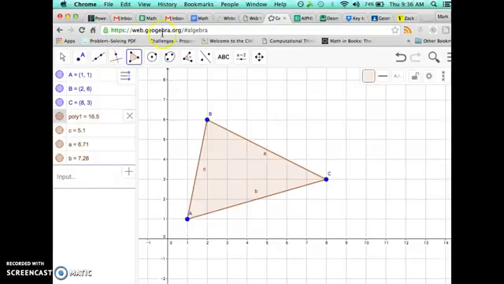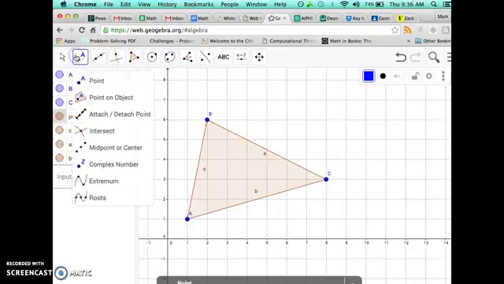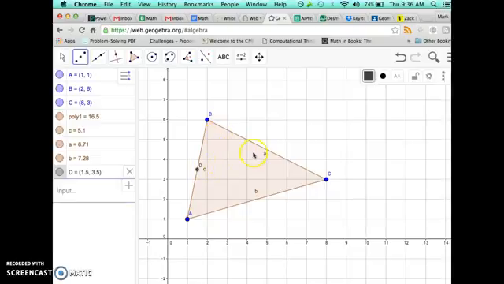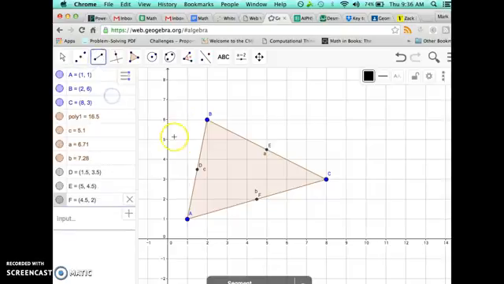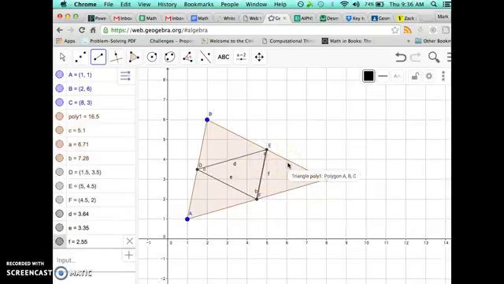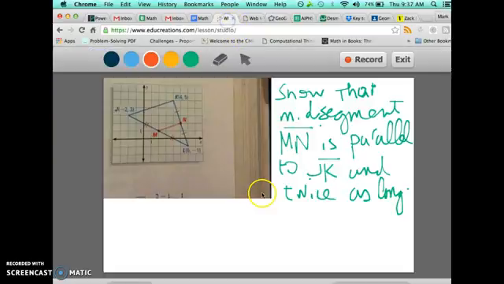This is GeoGebra, and it has a little thing where I can find a midpoint. I think I can just, boom, there it is. So there's the midpoint of that line. There's the midpoint of that line. There's the midpoint of that line. So a midsegment just connects any two of those midpoints. So that's a midsegment. This is a midsegment. And this is a midsegment. So if you draw all the midsegments, you get a midsegment triangle.